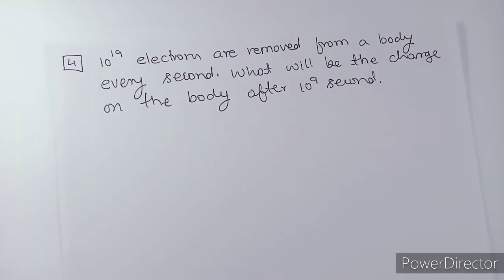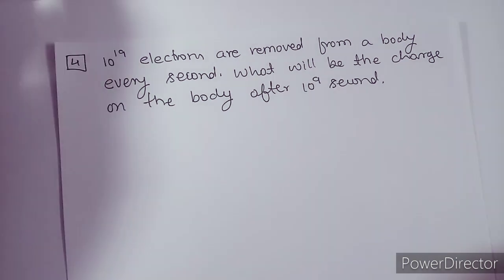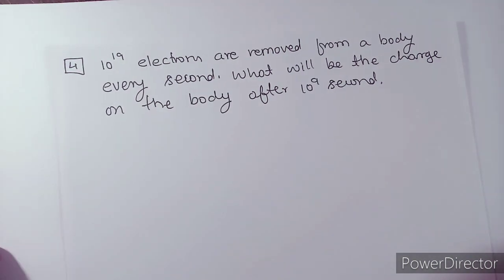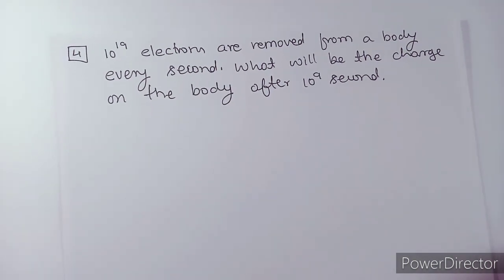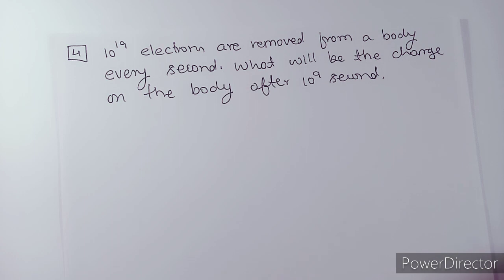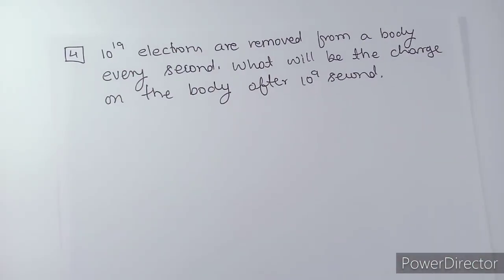Okay, dear students, we have one more problem here. It is similar to the previous one. So if possible, try to do it on your own, and after that you can cross-check the answer with this. The question is: 10 to the power 19 electrons are removed from a body every second. What will be the charge on the body after 10 to the power 9 seconds? Very easy problem. Let me solve this.